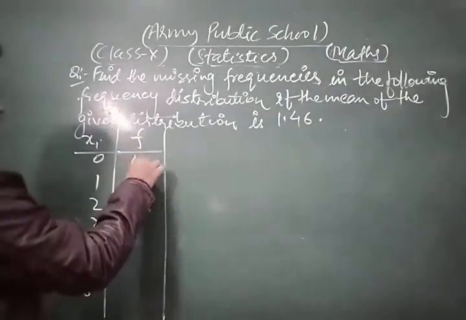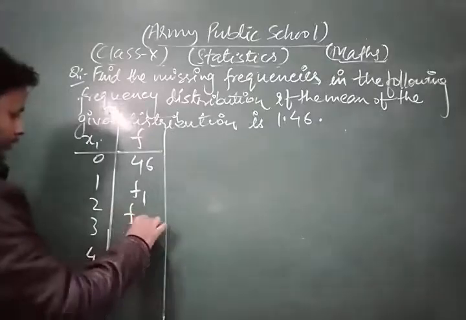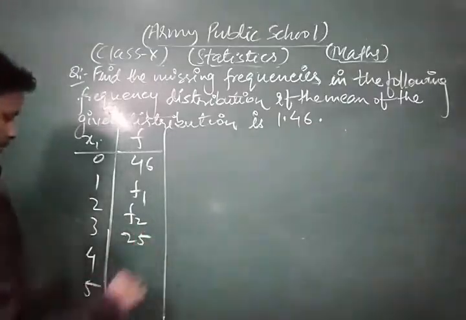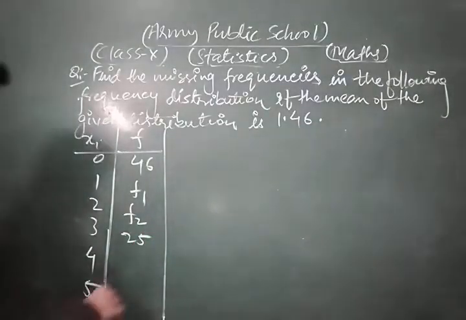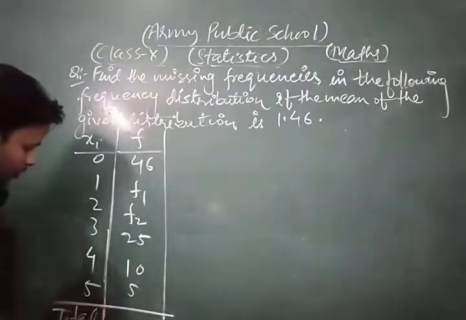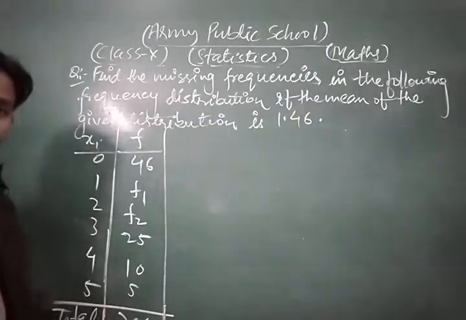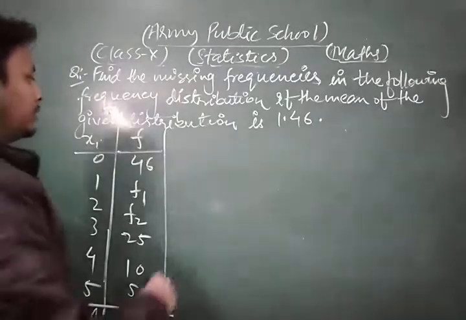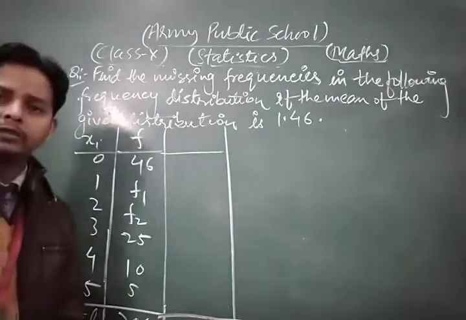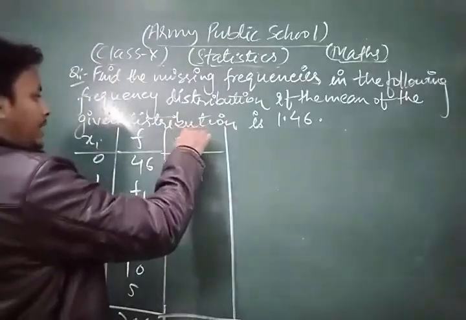The frequencies are 46, then we take f1 here, f2 here, then 25, 10, 5, and here the total is also given. The total is 200, okay. Now, first of all, we prepare our tabulation for f into x.